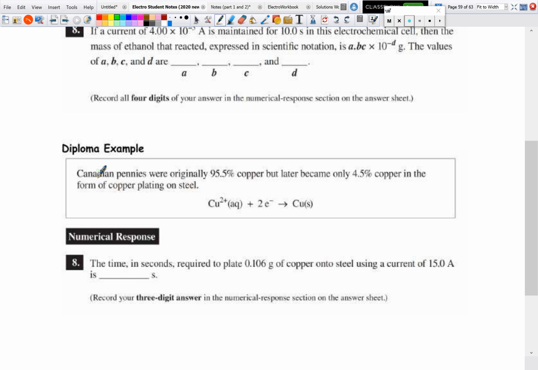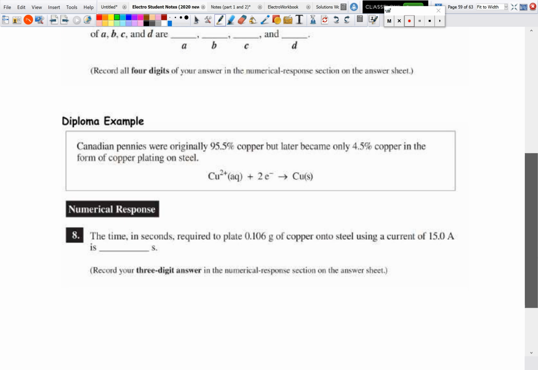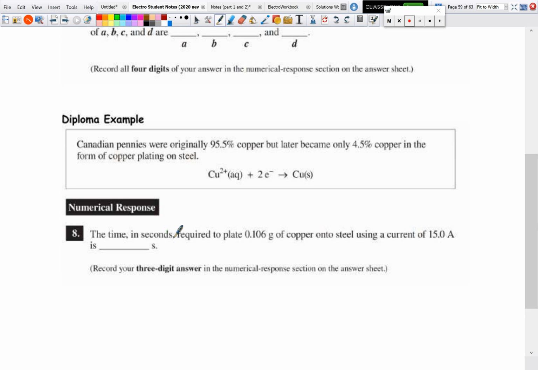For this diploma example, it says Canadian pennies were originally 95.9% copper, but later only became 4.5% copper in the form of copper plating on steel. So the half reaction is given here. And of course, the time in seconds required to plate 0.106 grams of copper onto steel using a current of 15 amps is blank seconds.